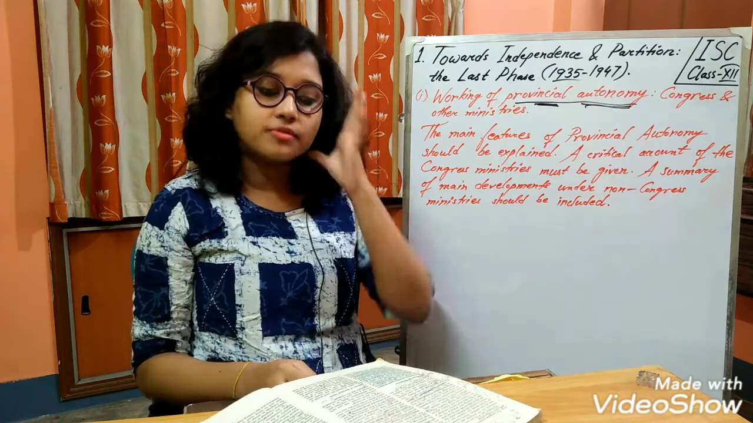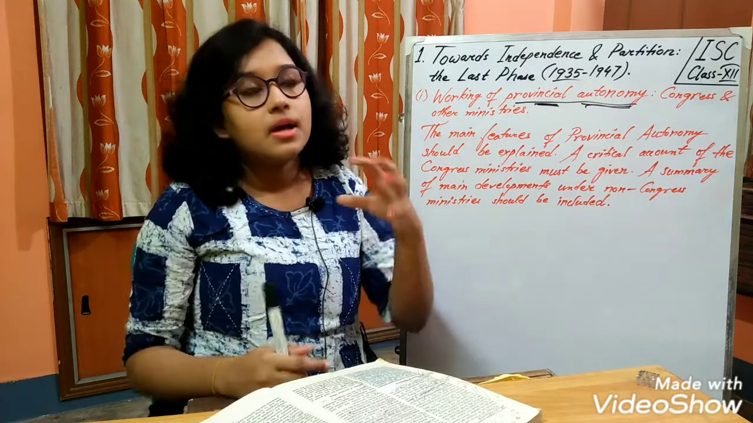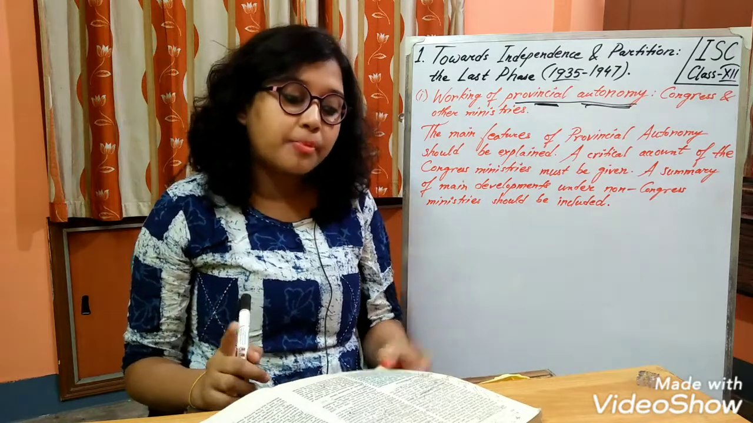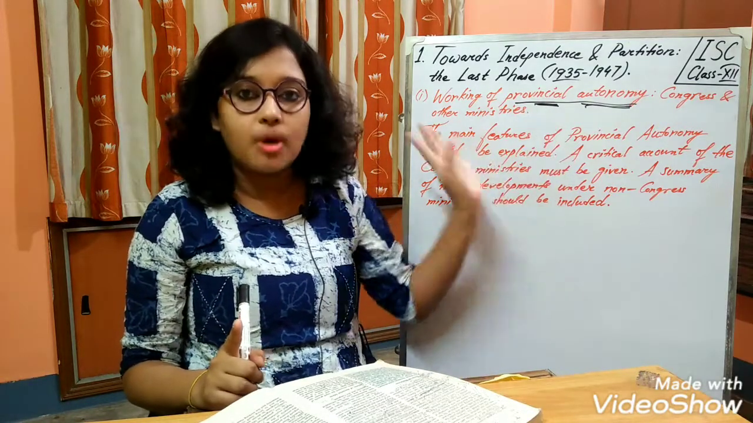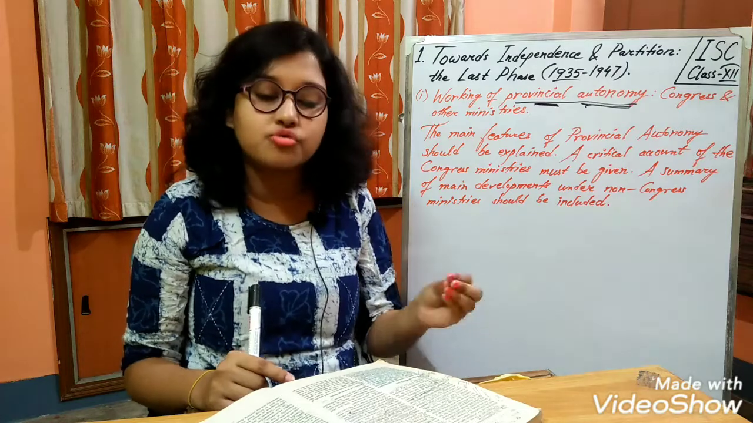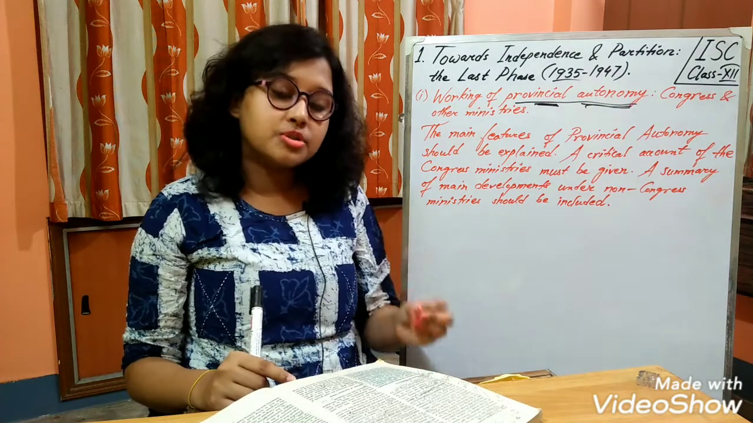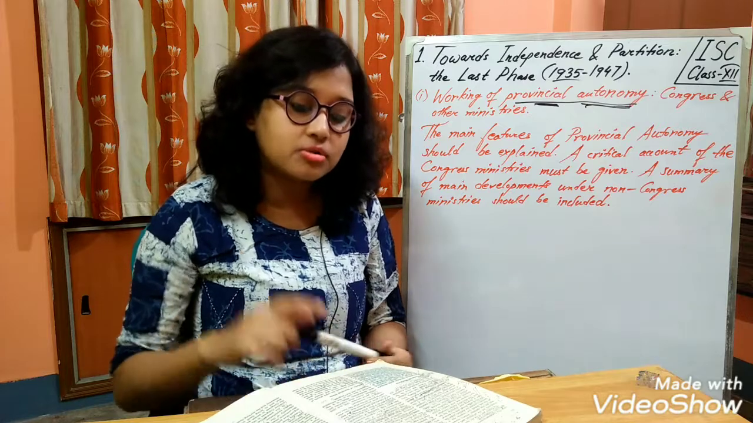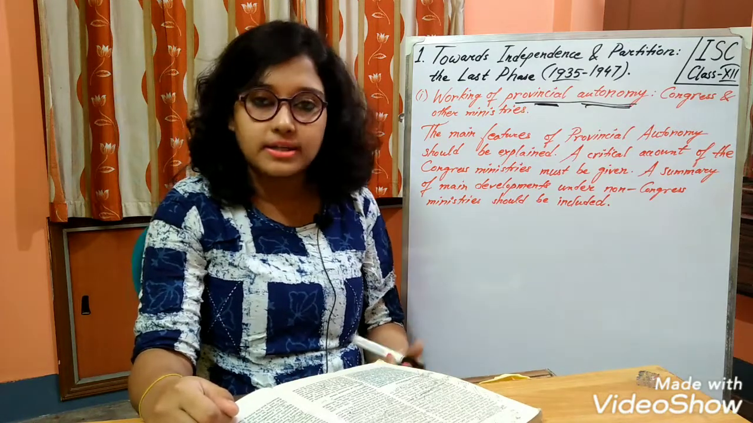But the federal part, like this division between the center and the provinces, the states, this federal part never came into action, but the provincial autonomy immediately came into operation. Like they were giving some independence or some powers to the provinces, and it was put into operation. Bitterly opposed to the act, the Congress nevertheless decided to contest the elections under the new act.